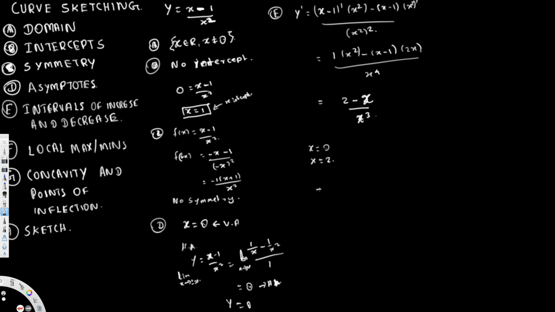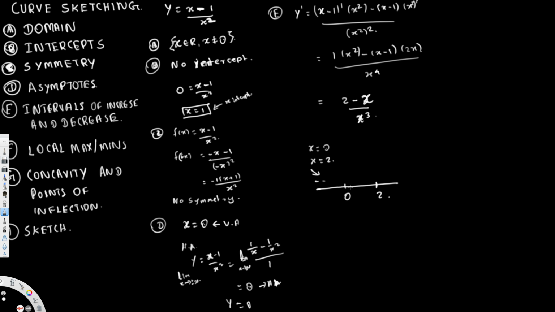So now we have to check the values in these intervals of the critical points. We take the 0 and the 2, and before 0, let's say I pick -1. So 2 plus 1 divided by -1 cube. -1 to an odd power, since cube means odd, gives a negative value. So we divide a positive number by a negative value, therefore it's negative, and this is going to be decreasing.